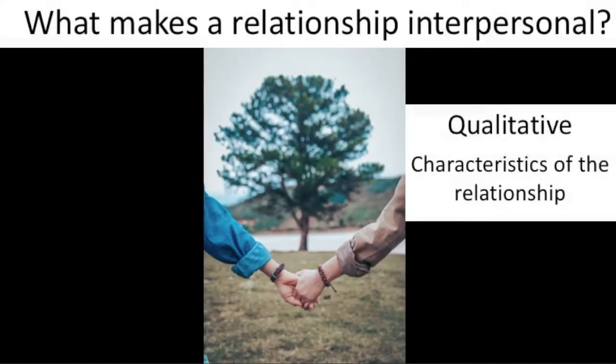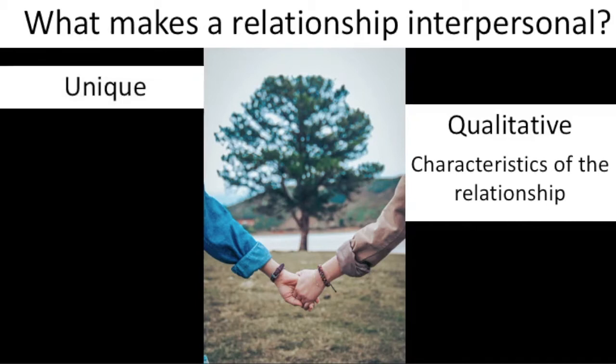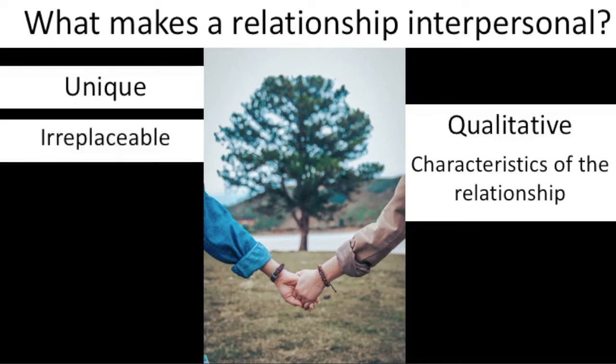The qualitative definition of interpersonal relationships actually sets out a series of criteria used to determine if a relationship should be classified as interpersonal. First, every interpersonal relationship is unique. You can't be in the same type of relationship with one friend that you are with another friend. Every relationship is unique. There's something different about it. Because of this difference, that relationship is irreplaceable, which means if you lose that relationship, you really feel a great sense of loss because you can never have another relationship quite like that one.